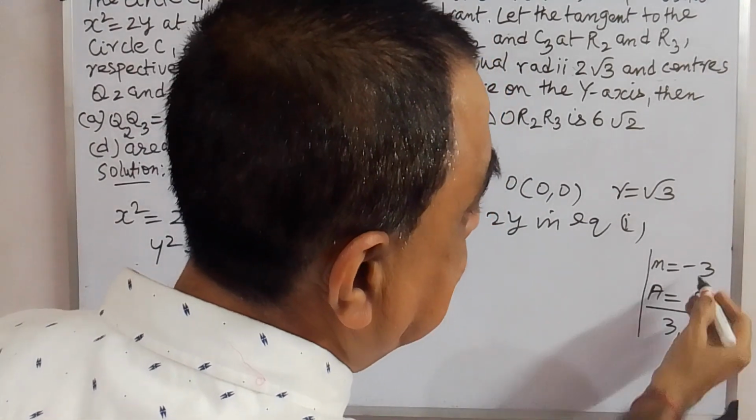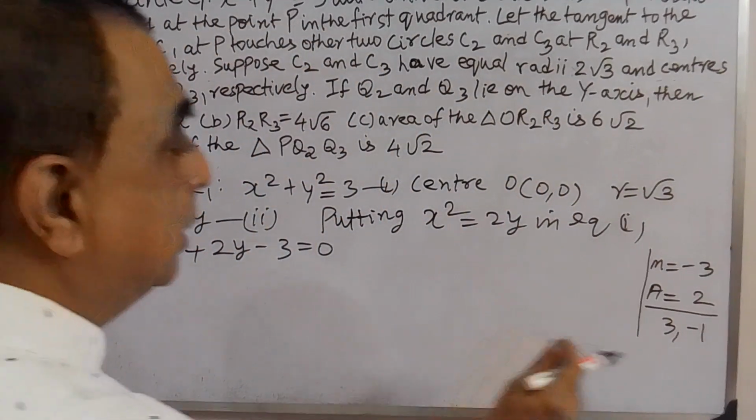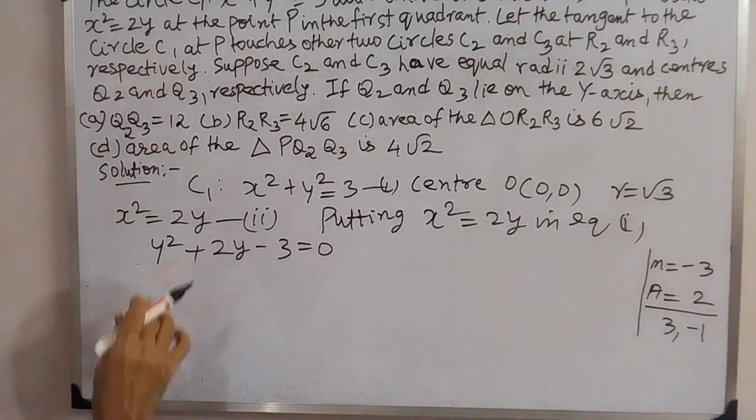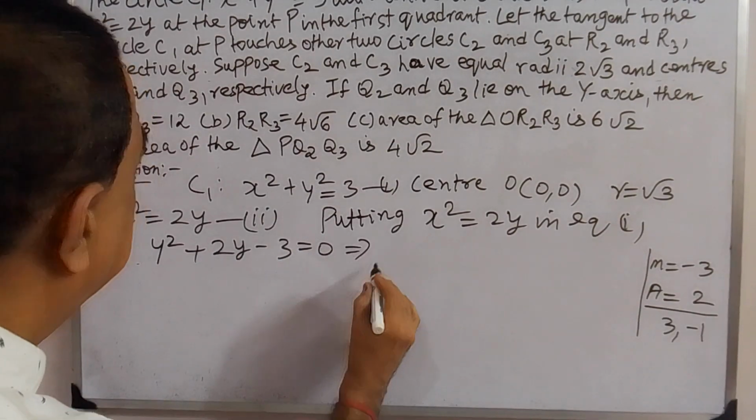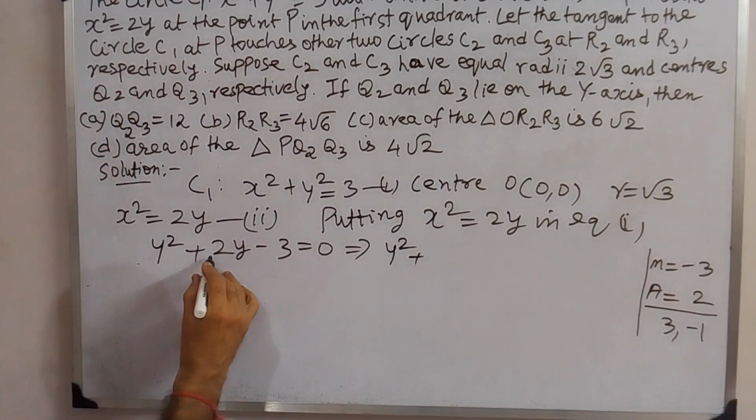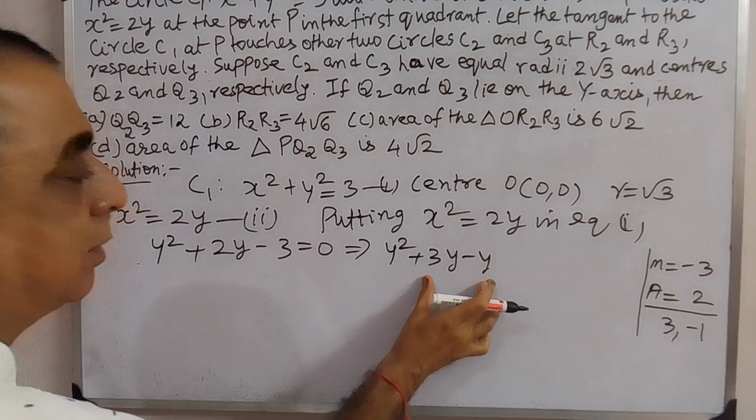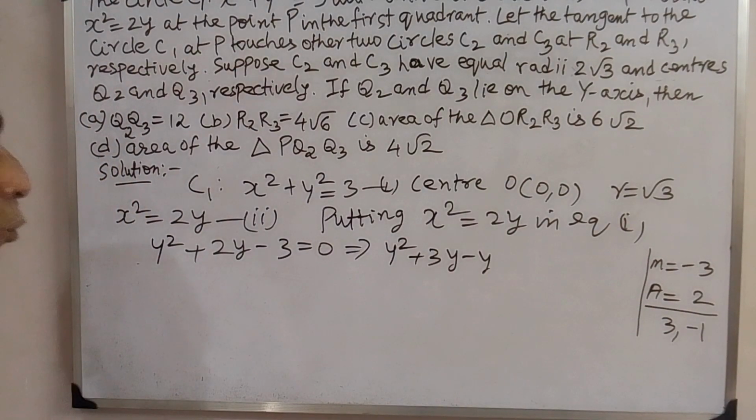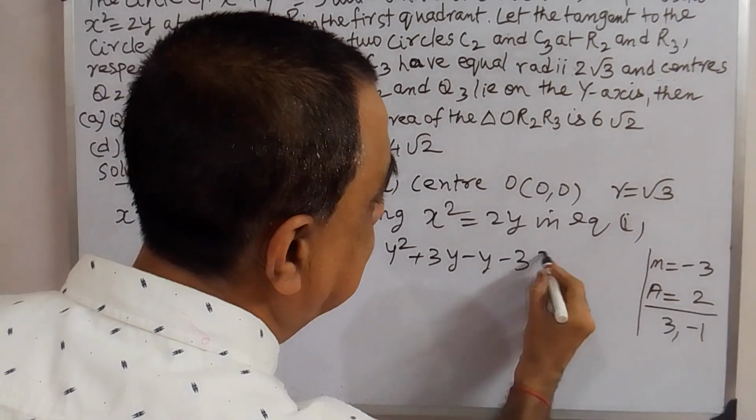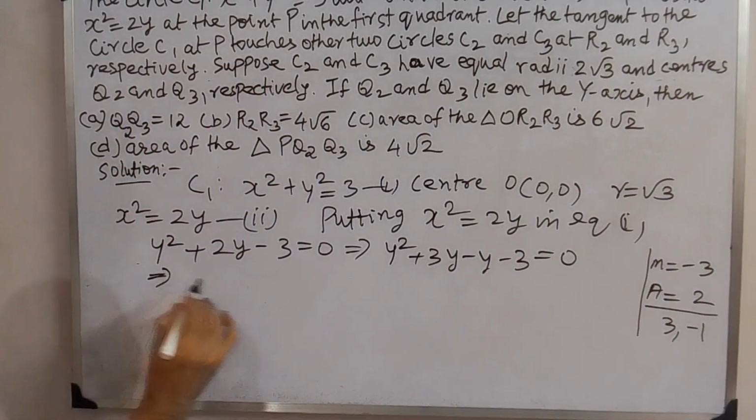Okay, multiplying we are getting minus 3, and on adding plus 3 minus 1 we are getting plus 2. So these two numbers you will use to break up the middle term. Okay, so we will write y squared and plus 2y you will write plus 3y minus y. So plus 3y minus y is equal to 2y, and minus 3 you will write minus 3 is equal to 0. Now take the common from these two.